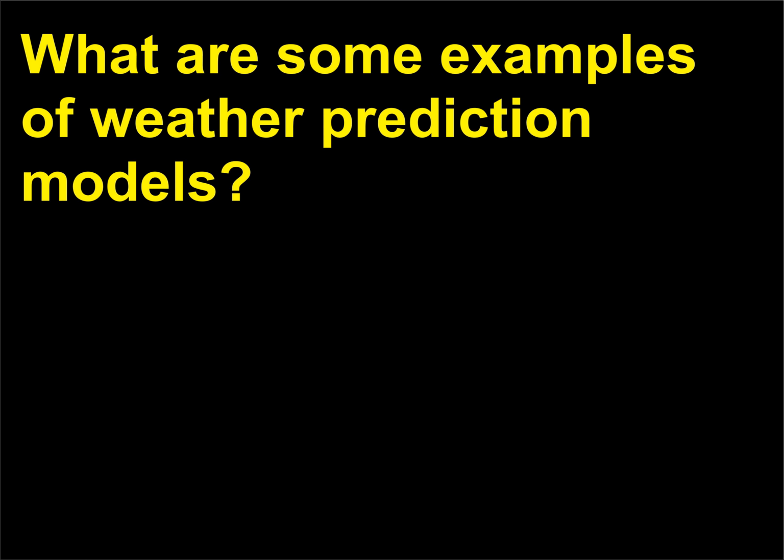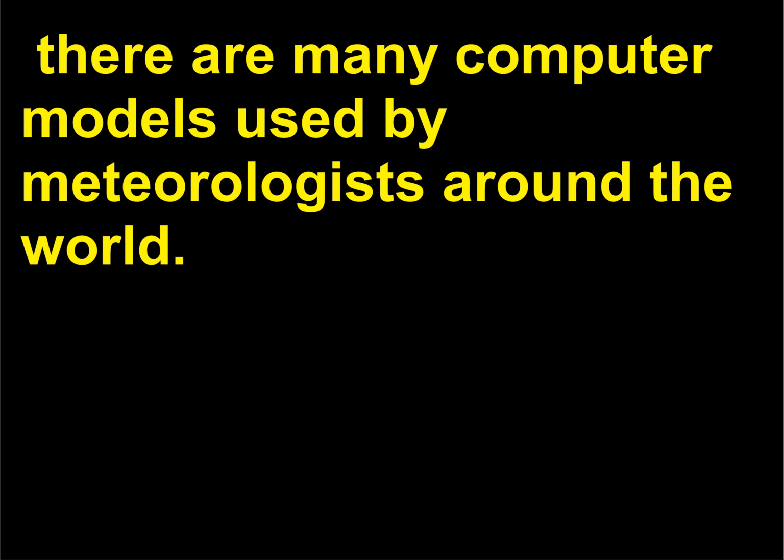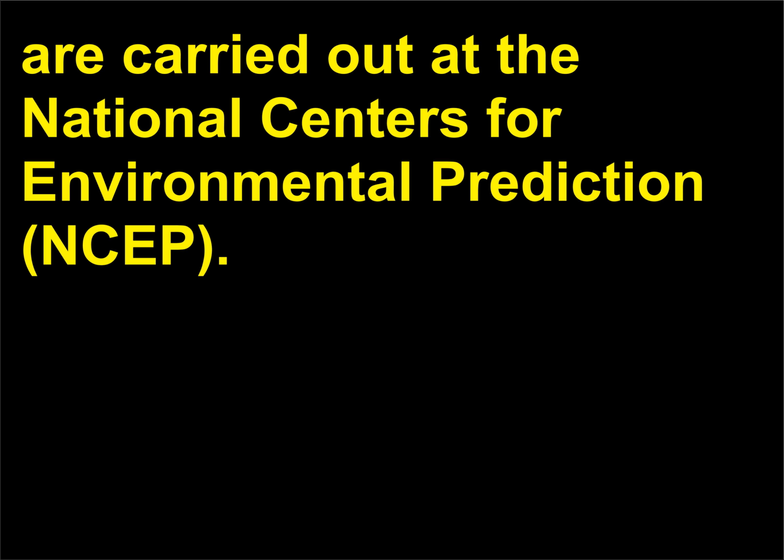What are some examples of weather prediction models? Because there is more than one group carrying out weather predictions, there are many computer models used by meteorologists around the world. For example, the United States National Weather Service's weather predictions are carried out at the National Centers for Environmental Prediction, NCEP.